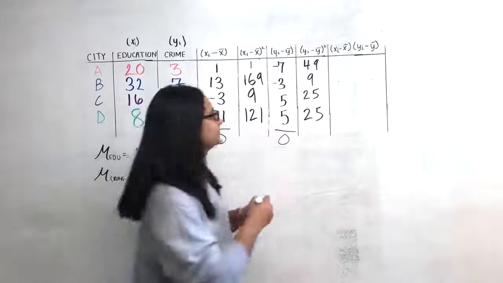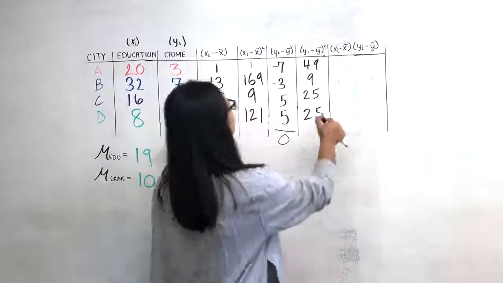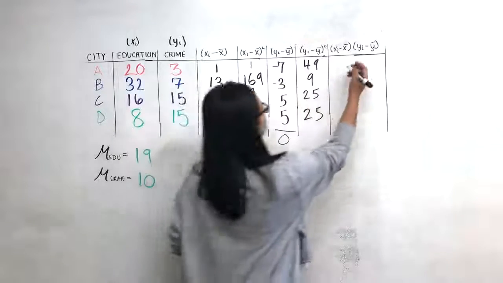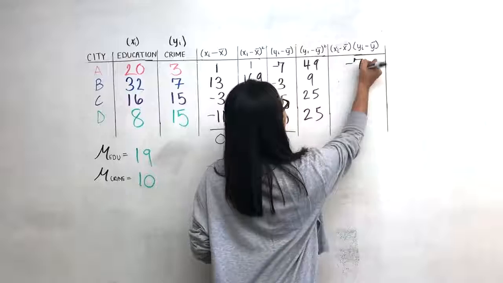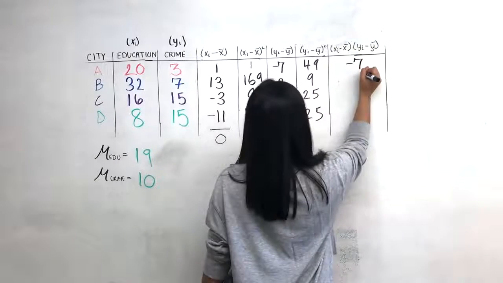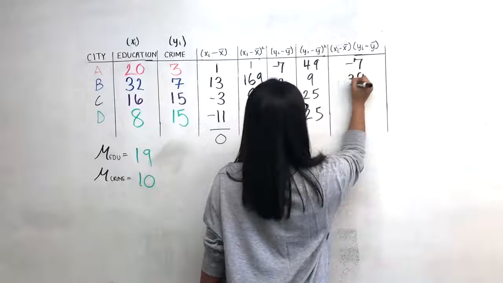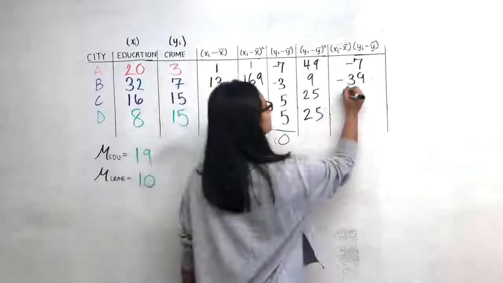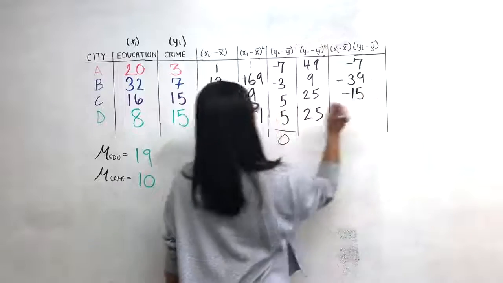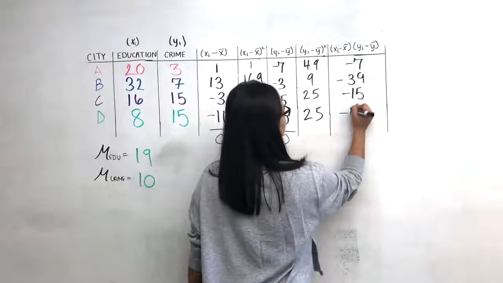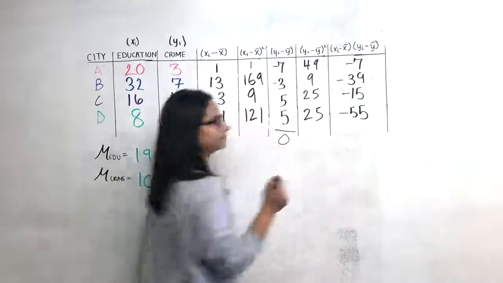So for this one, we're going to do 1 times -7, which is -7. And then 13 times -3. And then -3 times 5. And then 5 times -11. That's it.